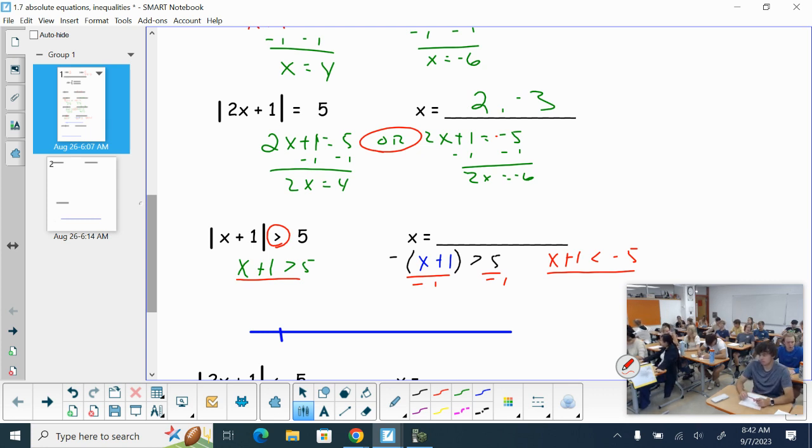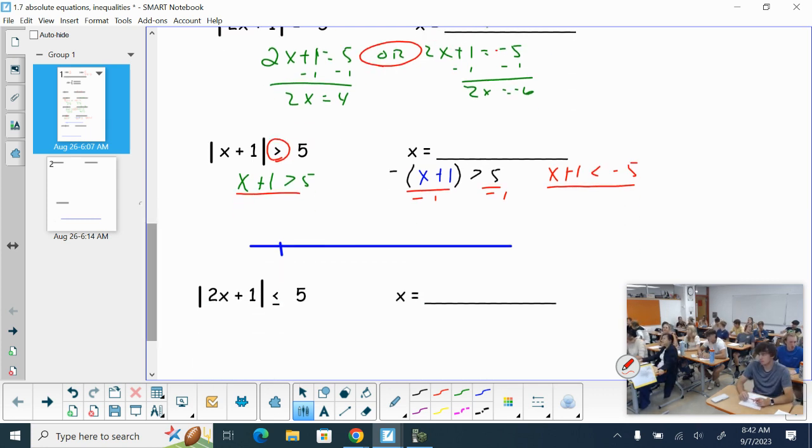So we are greater, so we are or. Now we have two inequalities we can solve. So we have x, subtracting 1, is greater than 4, and subtracting 1 here, x is less than negative 6, and we have an or statement in there. So we have x is greater than 4, or x is less than negative 6.